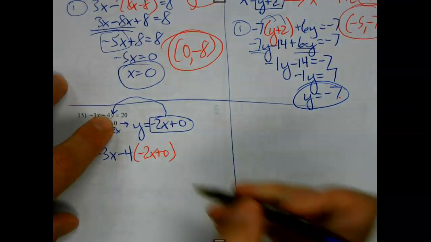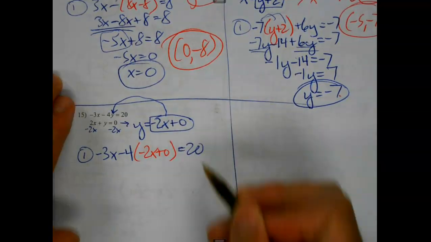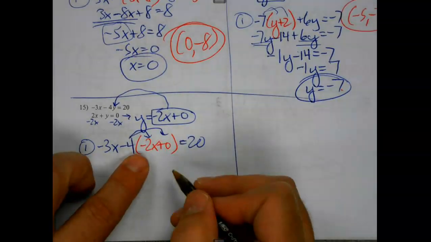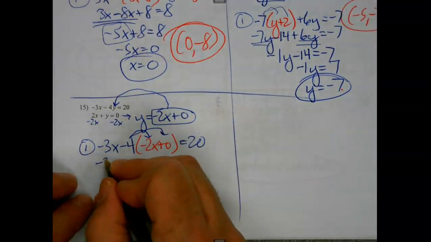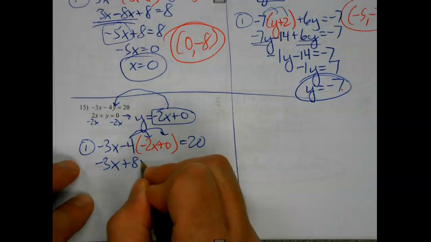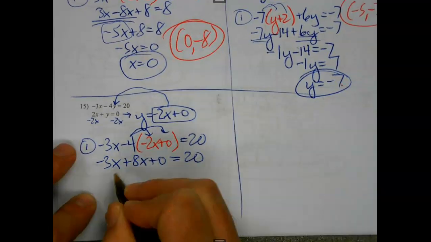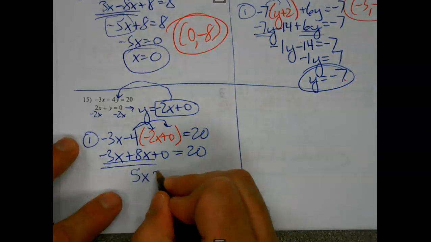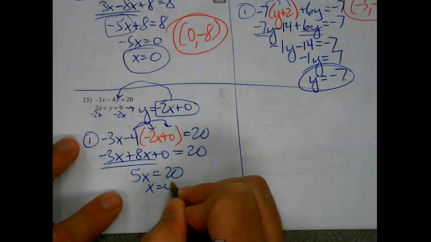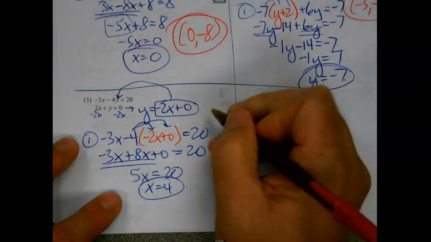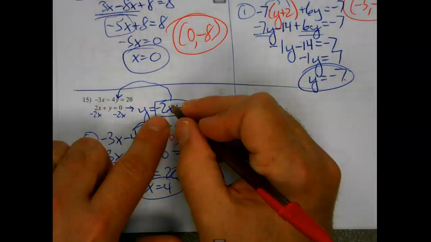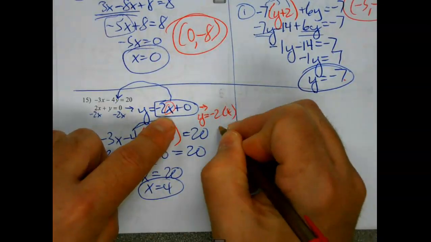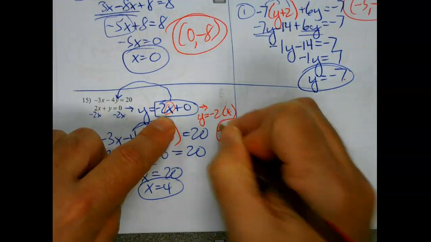Do I need the 0, Hardy? Not really. I just was doing it for consistency's sake. Just the negative 4 is distributing, not combining stuff yet. Same side, same team. Put them together. Get my x. Take that. Come back up here. Y equals negative 2 times 4. Y is negative 8.